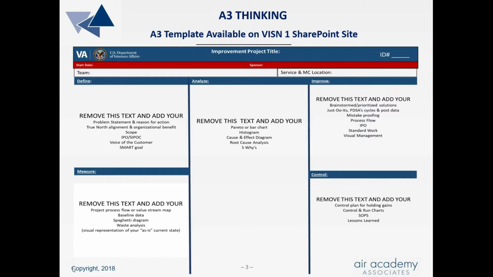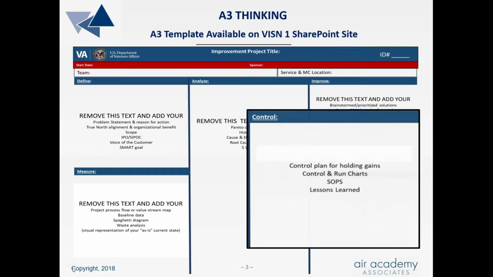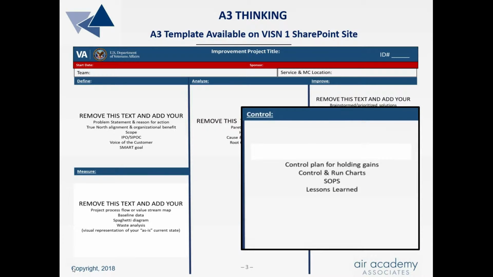The Vision 1 recommended tools are listed here. Subsequent slides will address these tools in limited detail, as this should be a review of the tools you have learned during the Green Belt or Black Belt course.